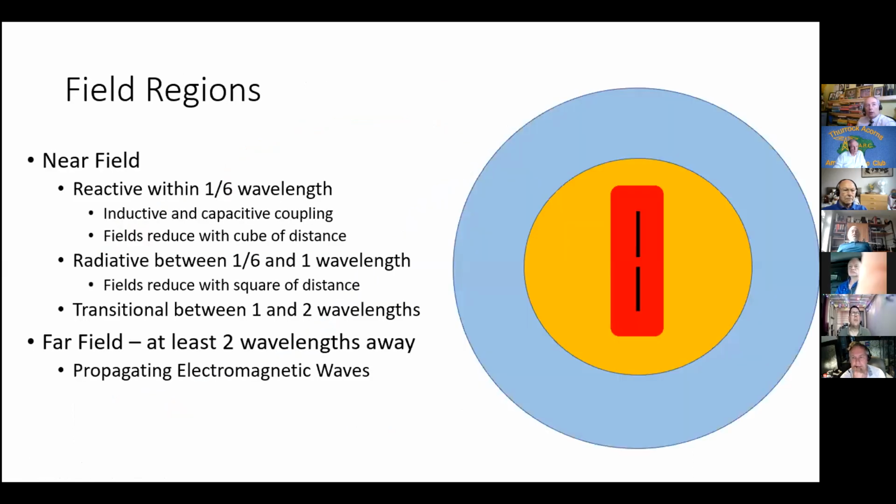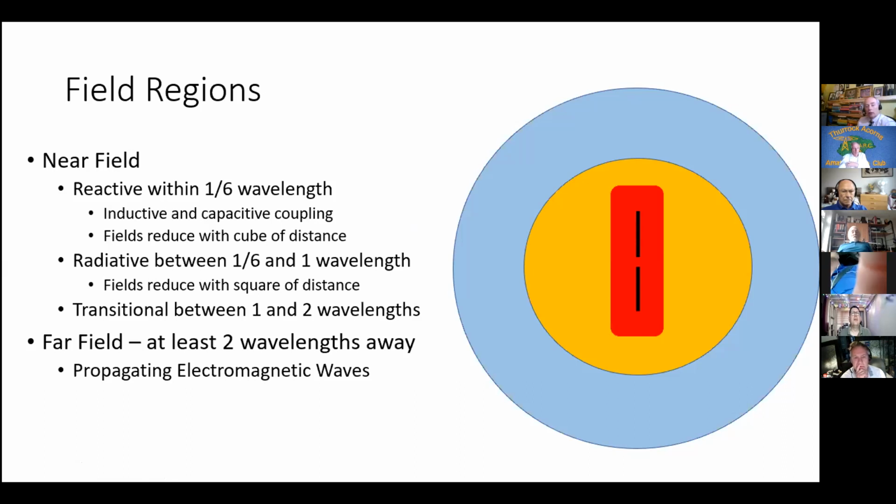The last thing I want to mention is field regions, which is more to do with EMF than radiation patterns or antenna gain. There is what's called a near field, which is close to the antenna, and a far field, which is 2 wavelengths and further away from antennas. Actually, that is not quite true. It is 2 wavelengths away if the antenna is relatively small.